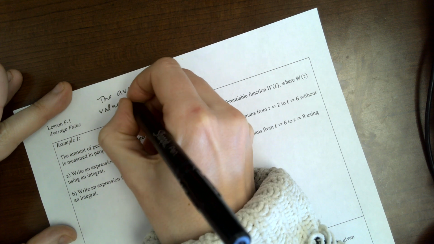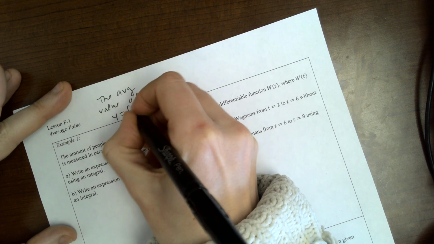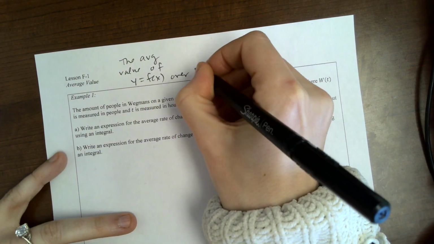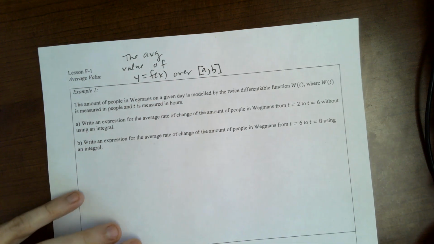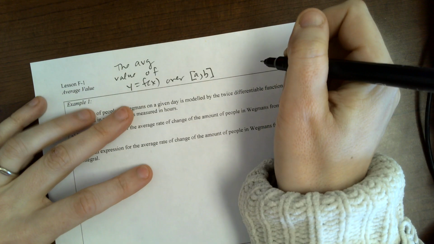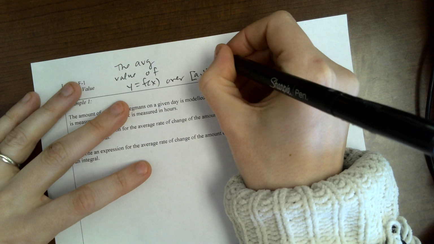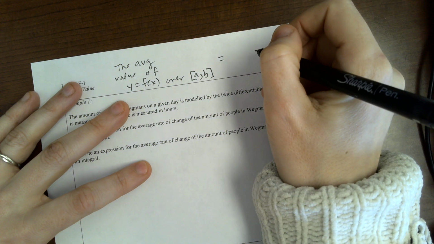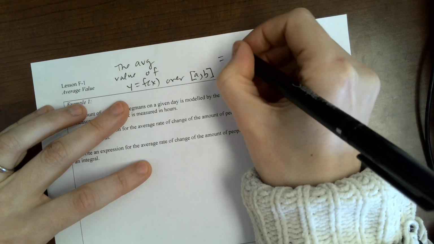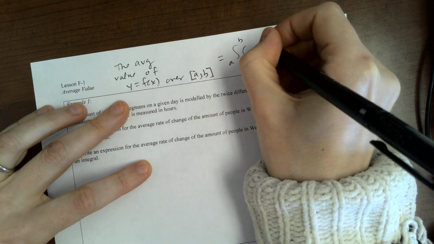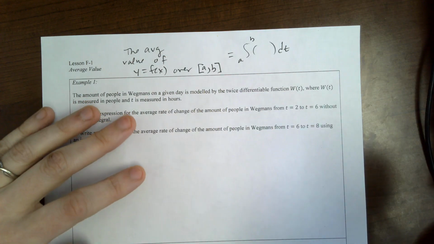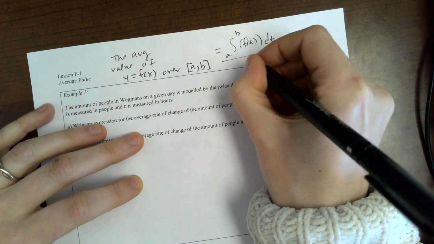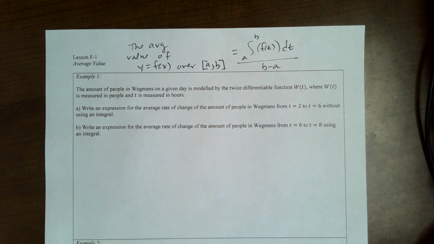Value of y equals f of x over some interval AB equals this. It equals the integral from a to b, we'll use t, f of t dt all over b minus a.